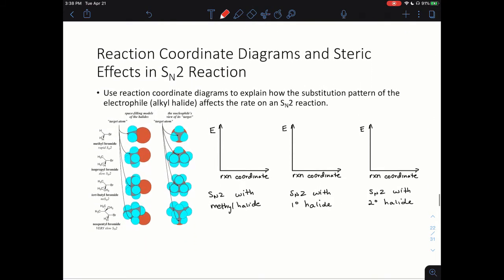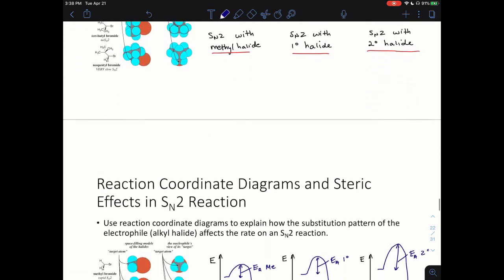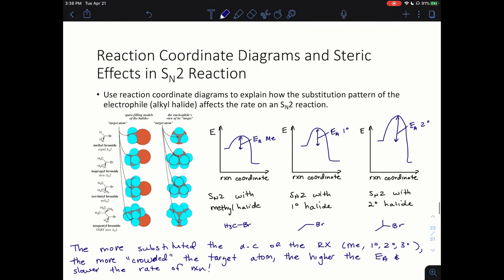Let's try to rationalize this with the reaction coordinate diagram. So you should go ahead and try to draw reaction coordinate diagrams representing SN2 with a methyl halide, a primary halide, and a secondary halide. Now, primary wasn't represented in this figure, but of course its rate would be right in between methyl and secondary. Go ahead and try that. And you should get something like this.